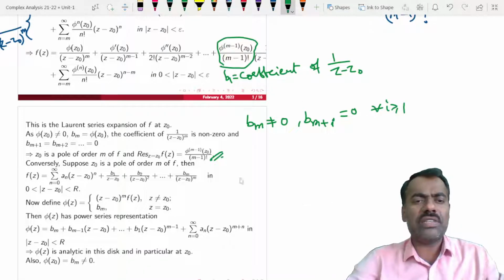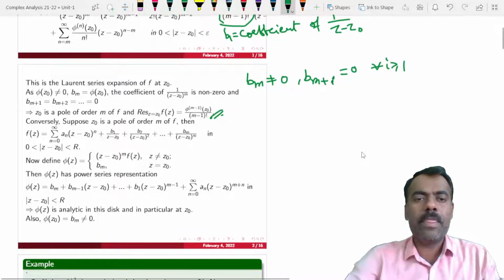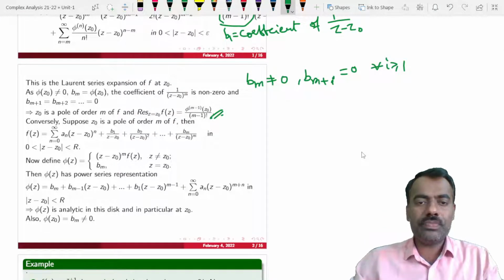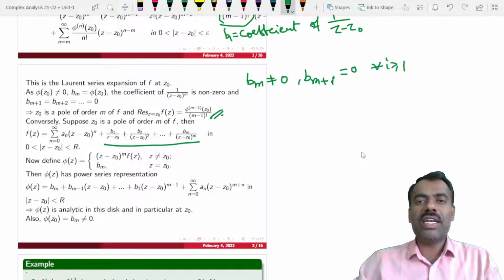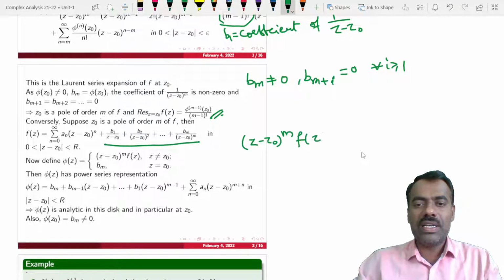Now conversely, assume that z naught is a pole of order m. That means we know that b m is non-zero, and after that all our terms are 0, so at most this many terms will exist, where b m is non-zero. Now using this f of z, we want to get our phi of z. So we can define phi of z as (z minus z naught) whole power m into f of z, when z is not equal to z naught.